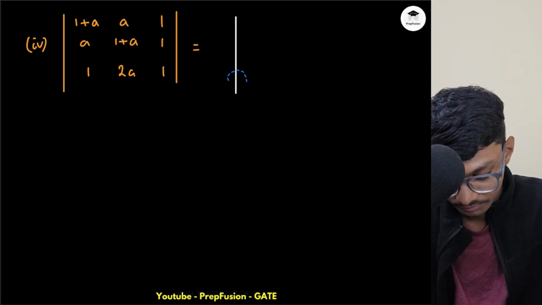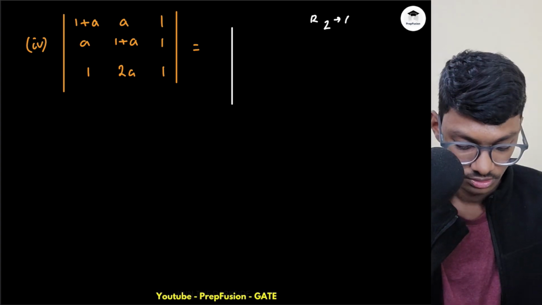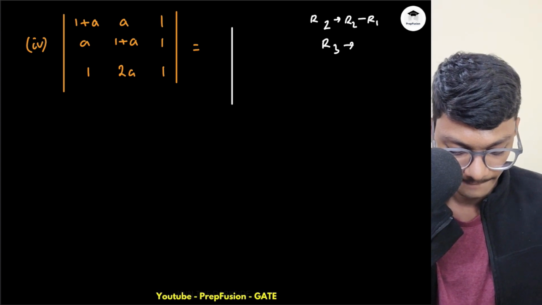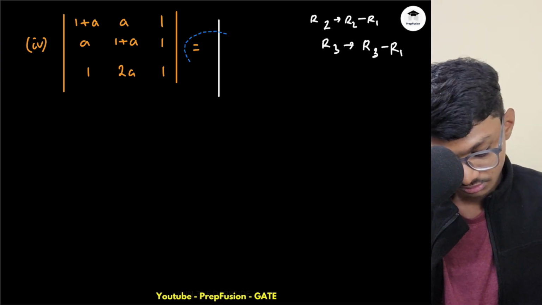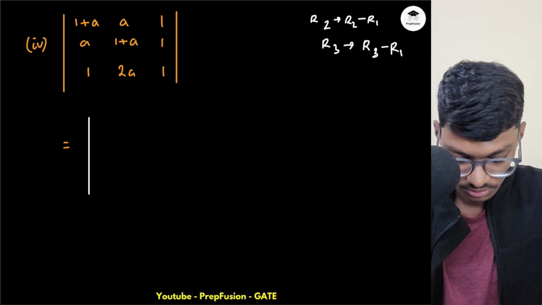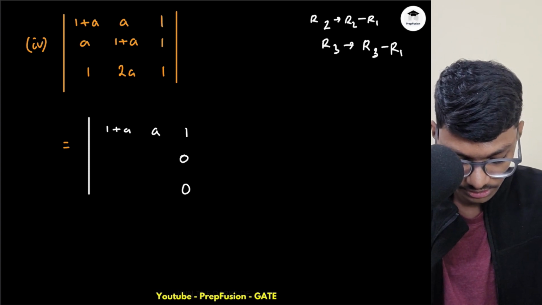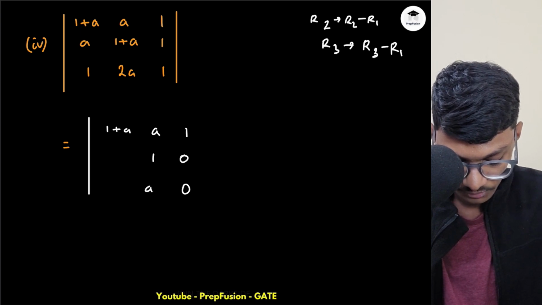So what I will do is, I will do this row 2 change to row 2 minus row 1, this row 3 change to row 3 minus row 1. Okay, so basically this will be 1 plus a1, and this will be 0 and 0. Okay, and I'm subtracting this, so this is a1 and this is a only, subtracting this, so this is minus 1 and this is minus a only.